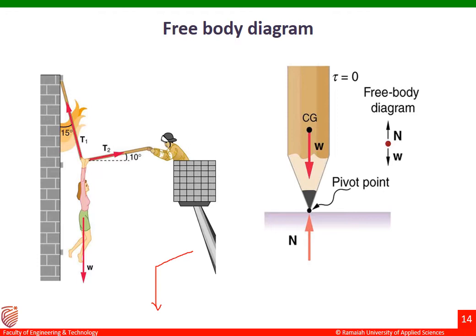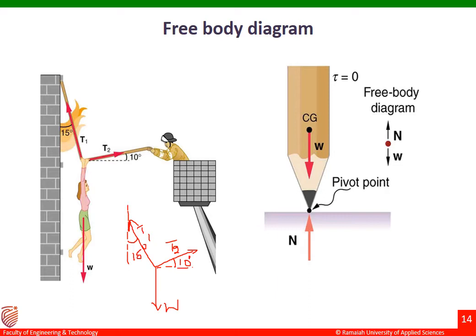Let me write it once again. So this is my weight of the body, and then this is my T2, and this is my T1. Okay, so I'll just draw a perpendicular here. This is my 10 degrees. And then I'll just draw a vertical line here. So this is my 15 degrees. This is called T1, and this is called T2, and this is also called W. Once you write all these values, then the free body diagram will be complete.